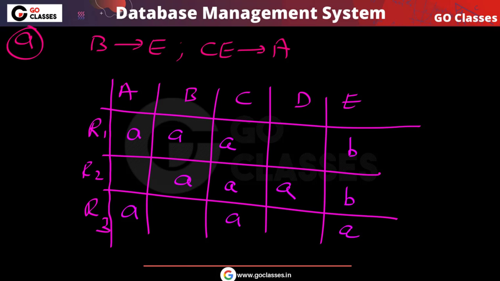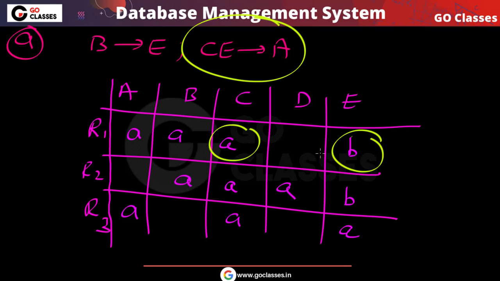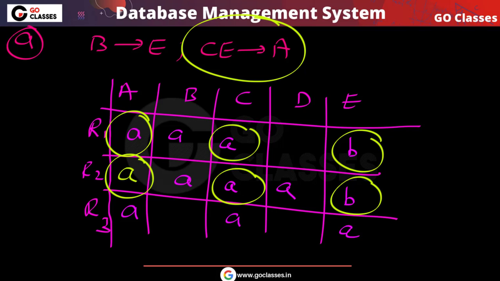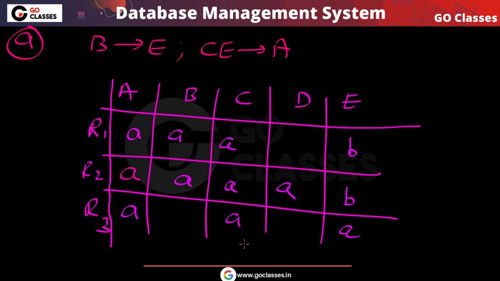Now, look at the dependency CE determines A. What it means is that if two tuples have the same CE combination, then the A value must also be the same. You can notice these two tuples have the same CE combination, so in these two tuples the A value must also be the same. So finally, this A we got here.